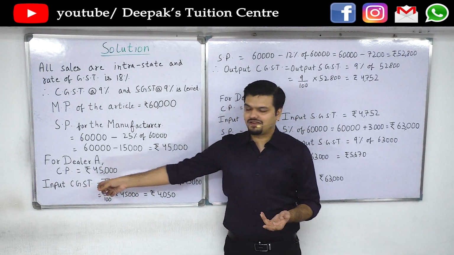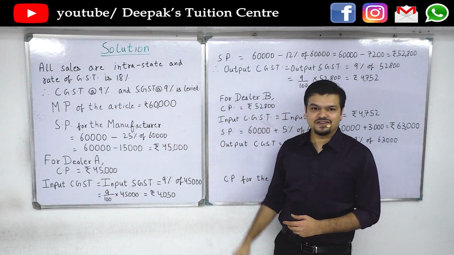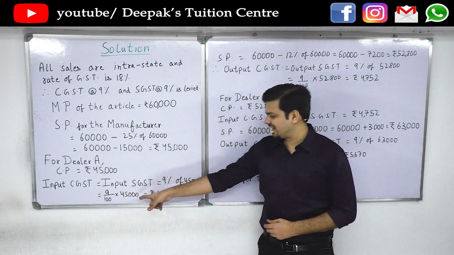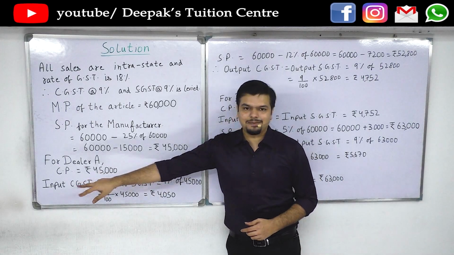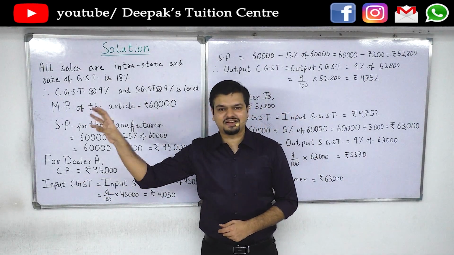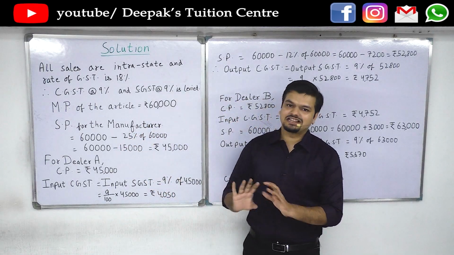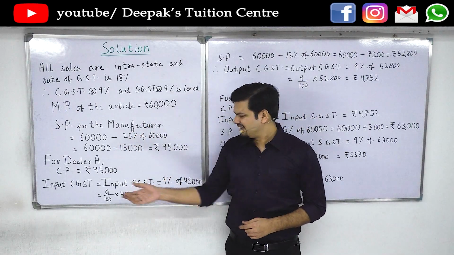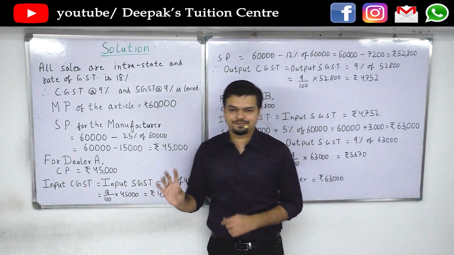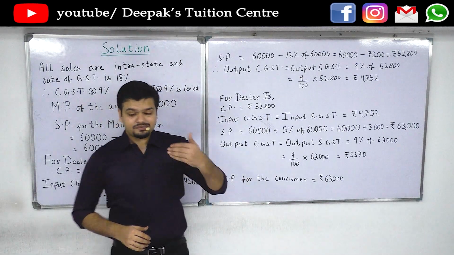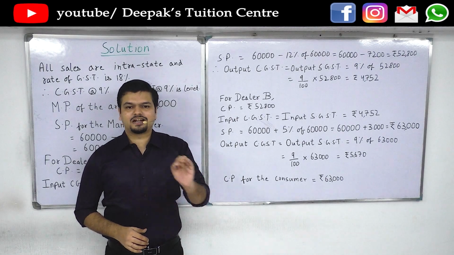Input CGST will always be equal to input SGST, which will be 9% of 45,000. So that is 9 by 100 into 45,000. That is rupees 4,050. You can obviously split them. You can calculate input CGST first and then show that output CGST is rupees 4,050. That is also okay. Some books have shown it. You can also write this is equal to this is equal to this. This is also completely fine.